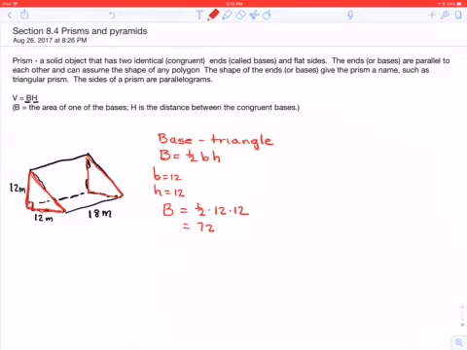So the height of the parallelograms, the distance between these triangular bases, well, they're 18 meters apart. So the volume is the area of the base times the height. So 72 times 18 equals 1,296. Now we're in meters. So for volume, it would be cubic meters.